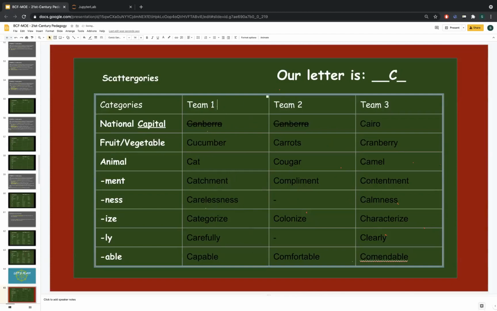7 points. Oops. 7 points. Here we have 5 points. And here, it looks like the winner is Lundup, team 3. And I spelled commendable wrong. There we go. They have 8 points.